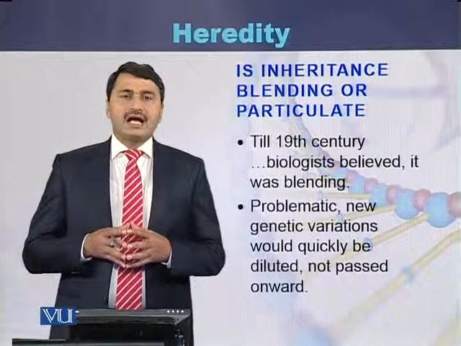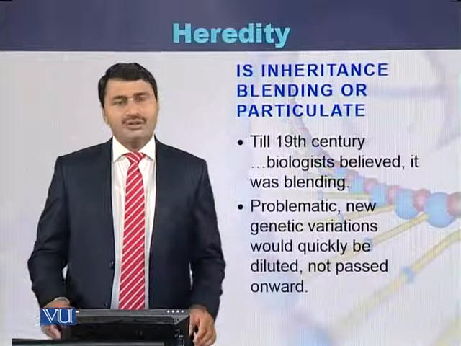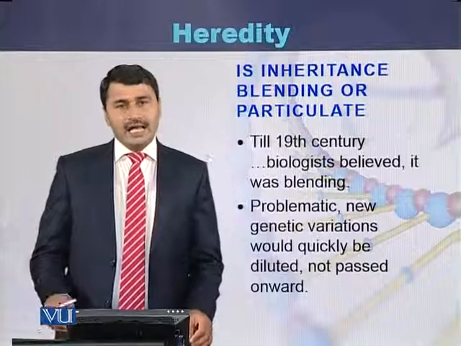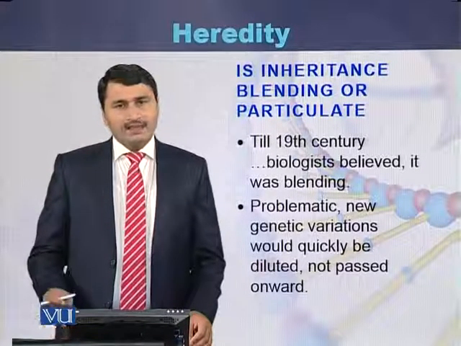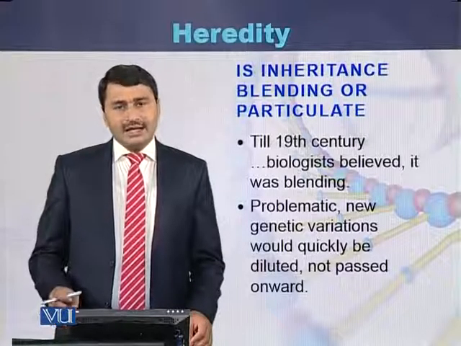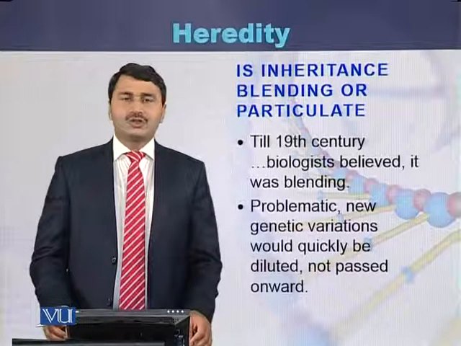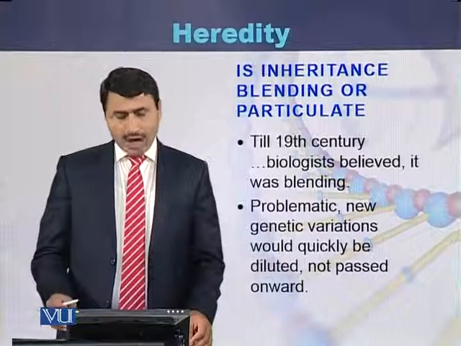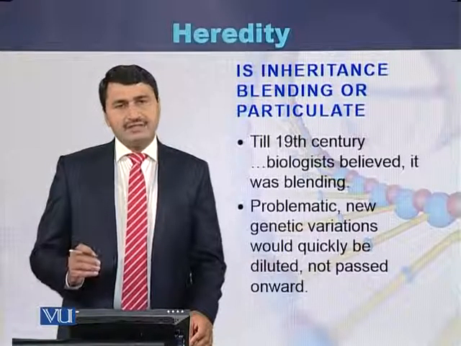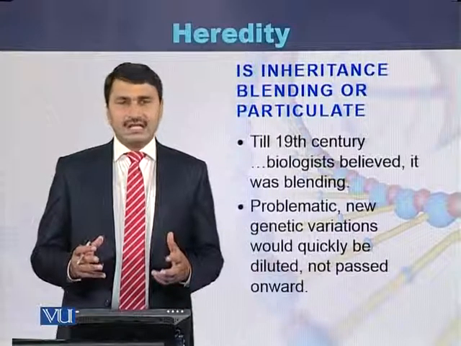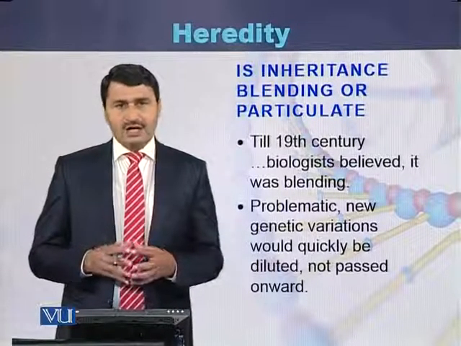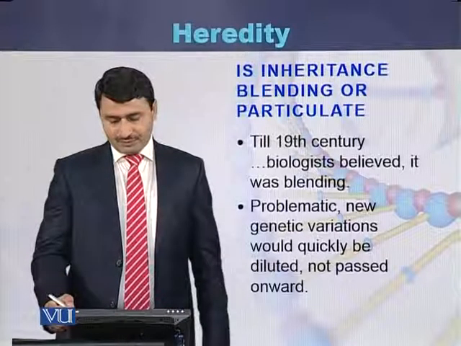Till the mid of the 19th century, the biologists believed that inheritance is in the form of blending. If it is correct that inheritance was blending, then it should be problematic. How? Genetic variations would be easily diluted during each generation, but the actual was not like this.